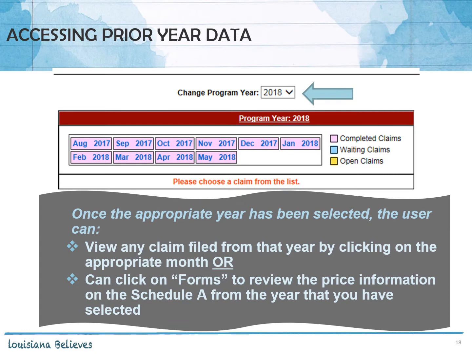Here's a screenshot of what we were just describing. You can see the drop-down menu for the change program year. Once the appropriate year has been selected, you can view any claim filed from that year by clicking on the appropriate month, or you can click on Forms to review the price information on the Schedule A from the year you have selected. Let's work through an example of completing the PLE tool.